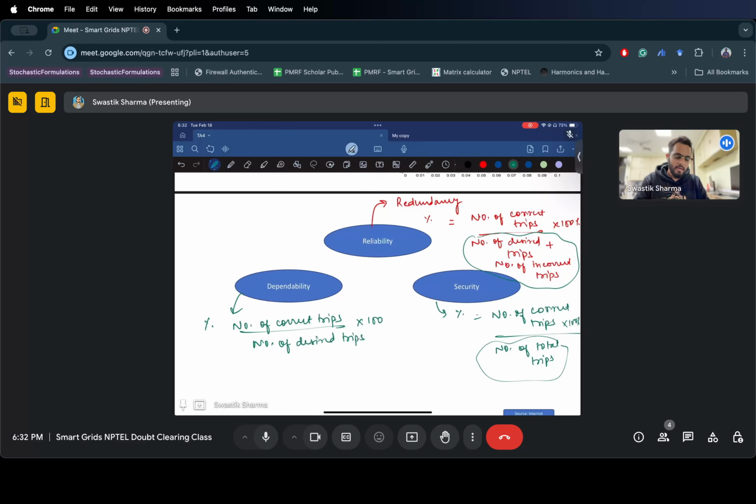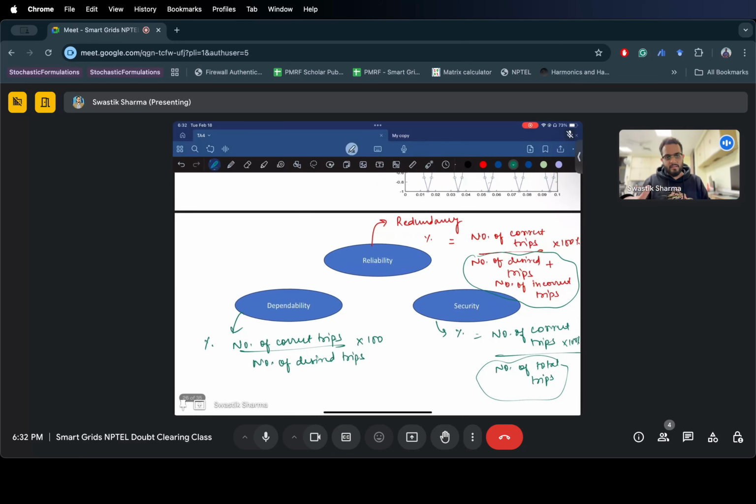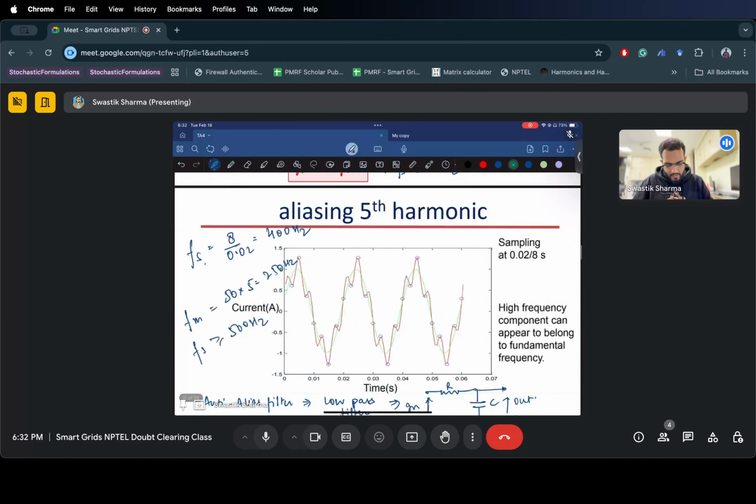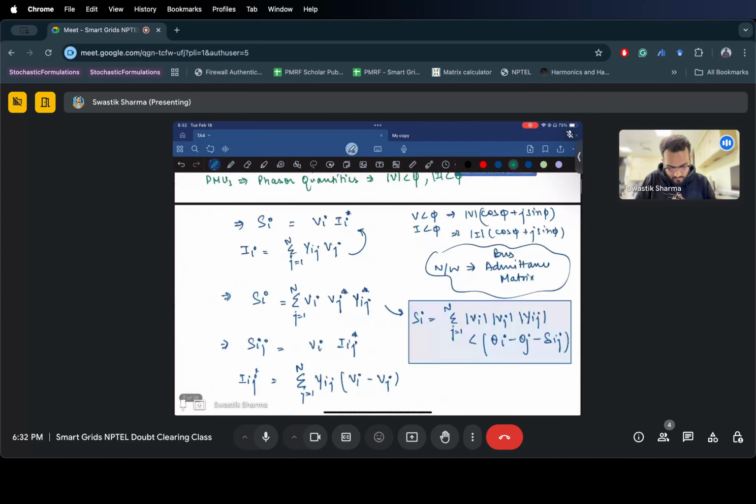What were the number of correct trips? So this is how you measure the metric. We'll discuss more in the coming classes. Smart grid protection is dealt with in detail in this course, and you will see how modern protective systems have evolved over the course of time to incorporate newer advancements in technology. So this is what I wanted to cover today and what has been covered by the instructor.